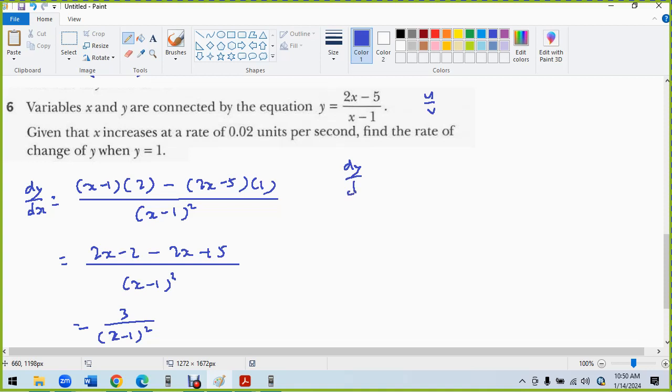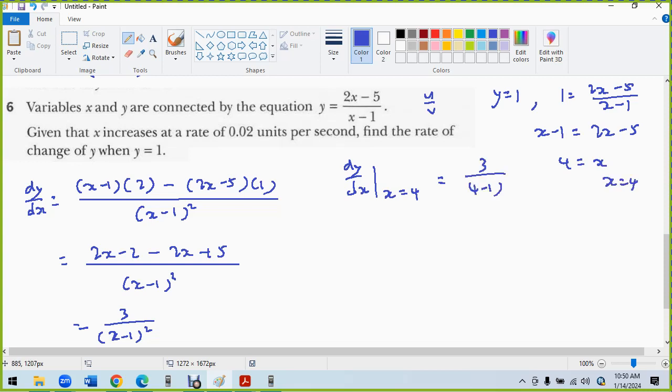So dy/dx when y equal to 1. So y equal to 1, then we have 1 equal to (2x minus 5) over (x minus 1). So we have x minus 1 equal to 2x minus 5. So we have 4 equal to x. So when x equal to 4, it will become 3 over (4 minus 1) squared. So it will be 1 over 3.